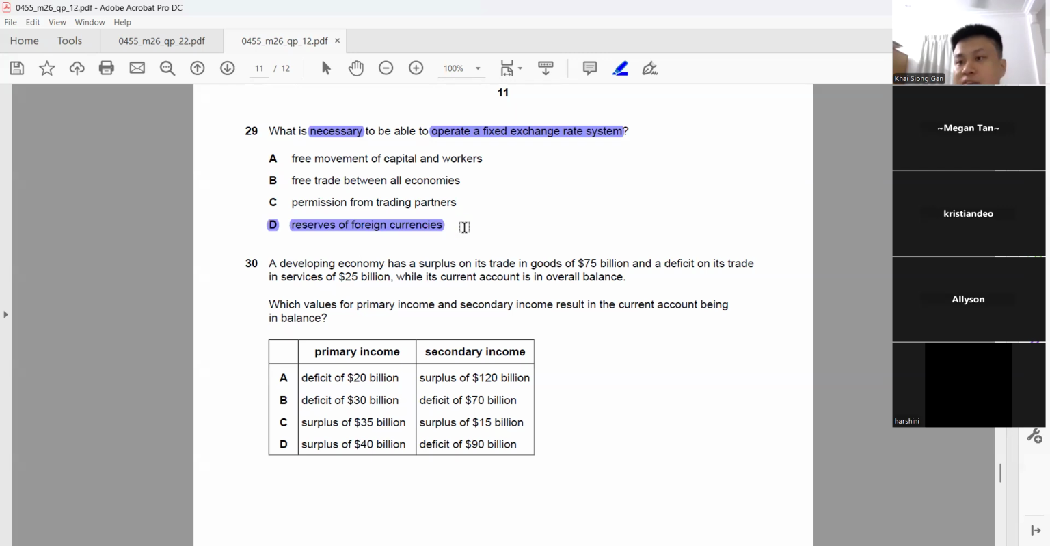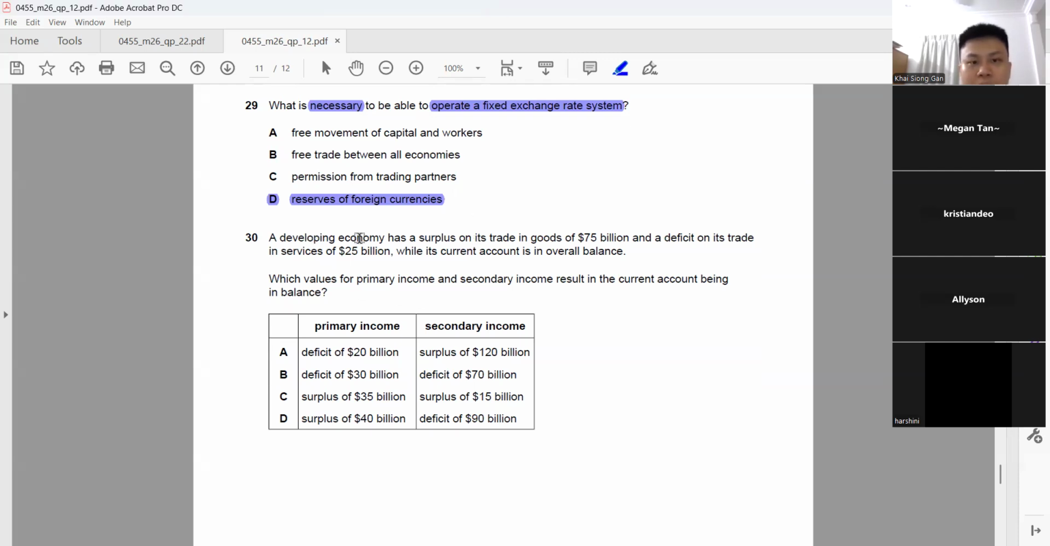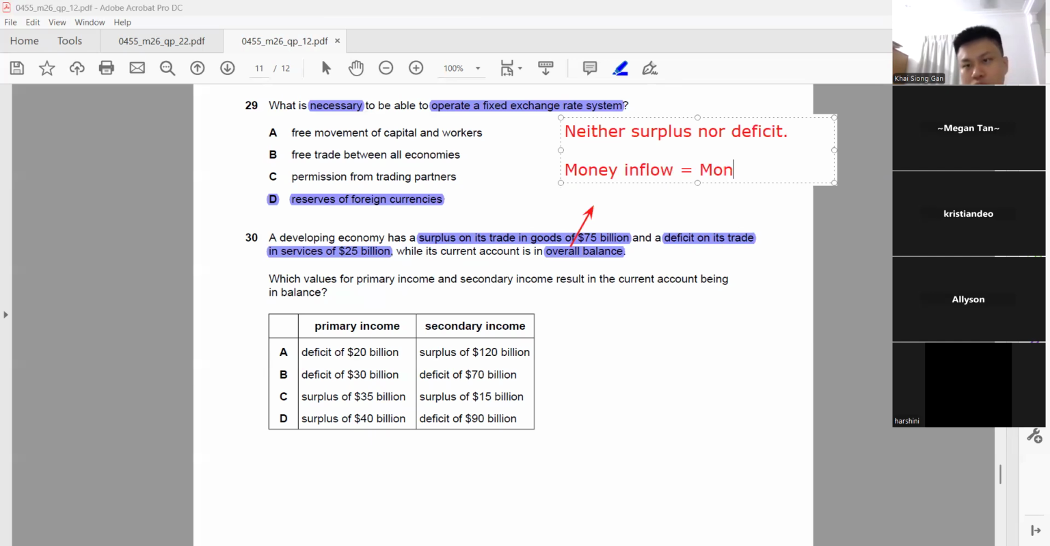Yeah, reserve or foreign reserve, in order for the government or the country to intervene in the exchange rate market. Okay. A developing economy has a surplus on its trade in goods of 75 billion, deficit 25 billion, while its current account is in overall balance. So what do you mean by overall balance? Neither surplus nor deficit. Means what? Money inflow equals money outflow.